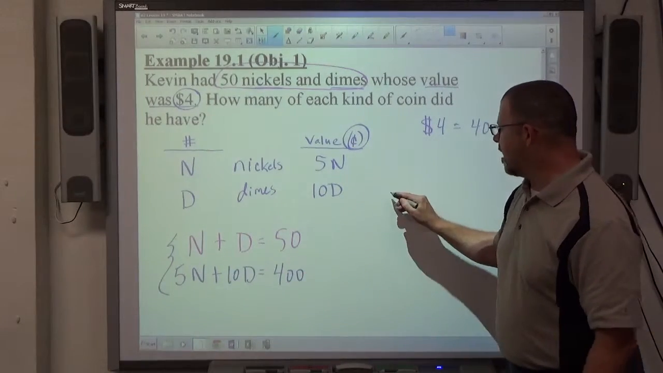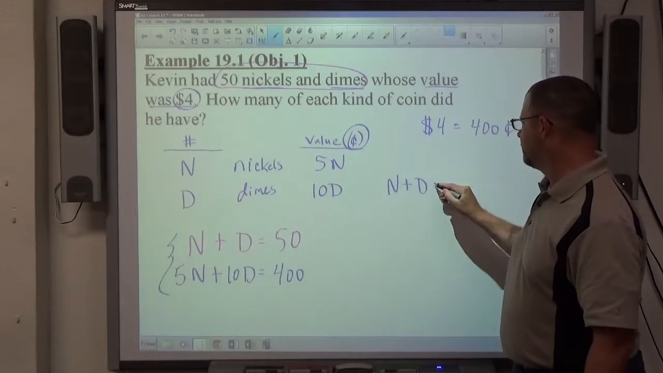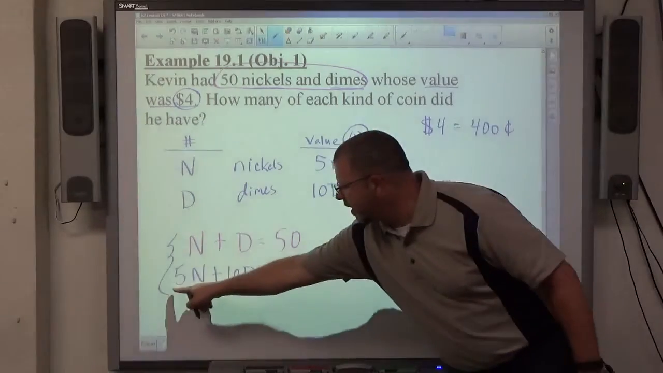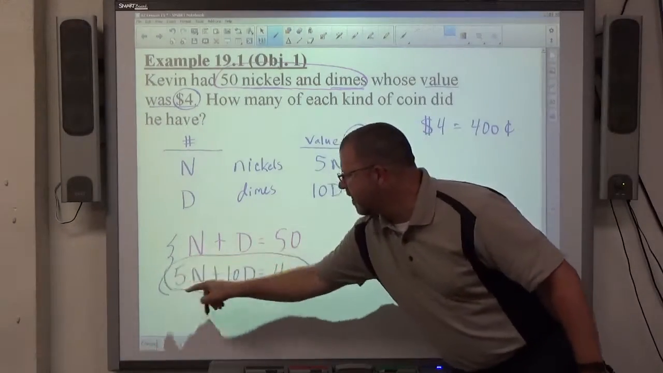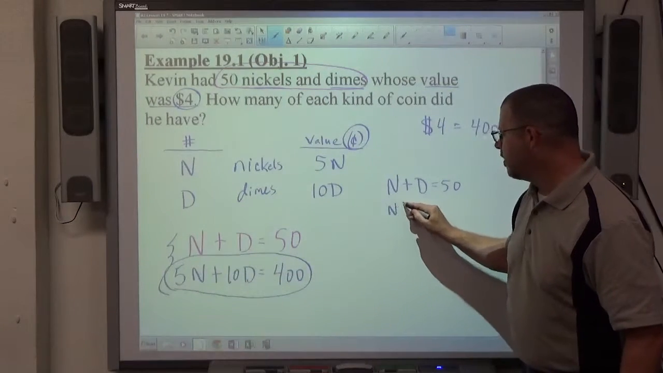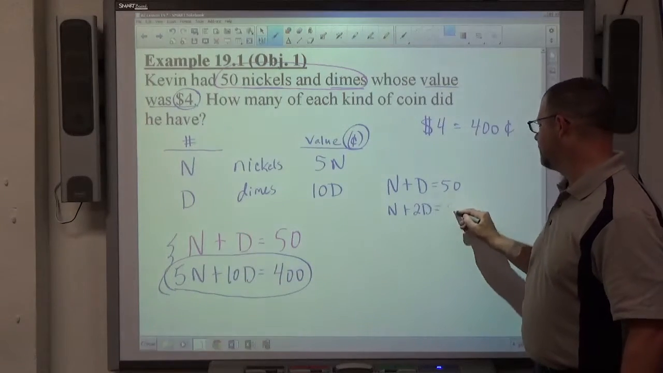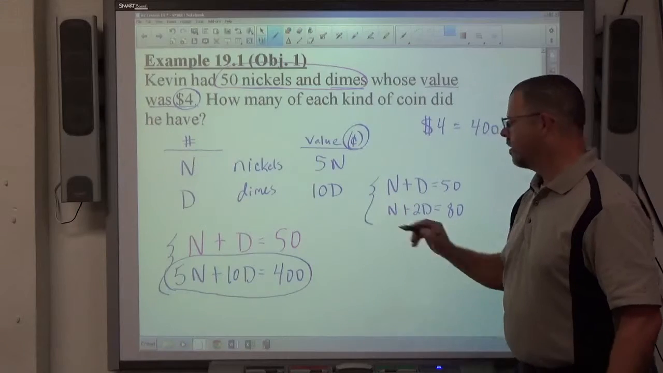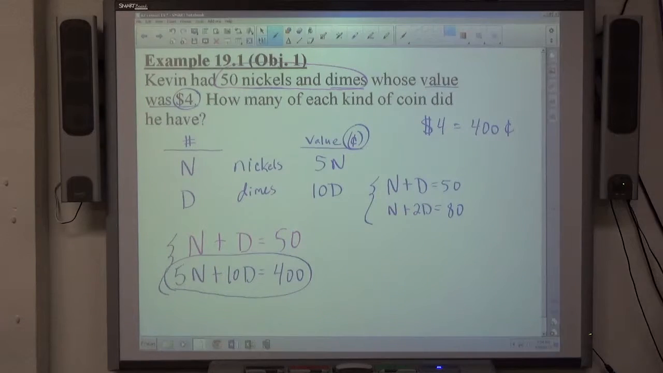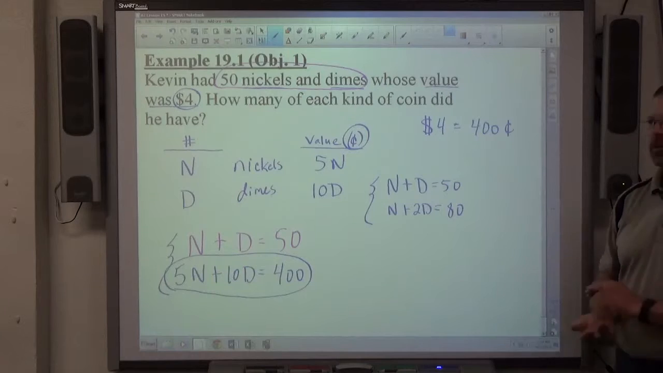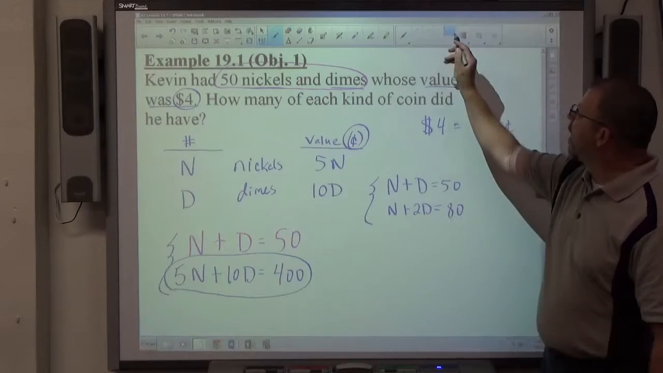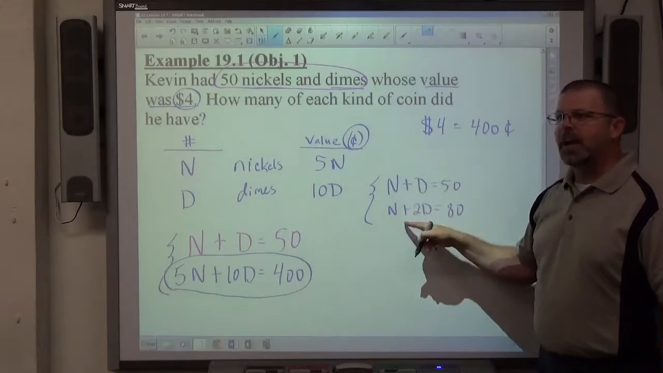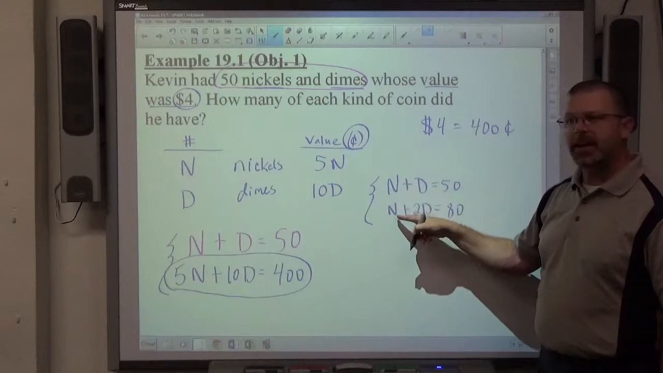So I'm going to keep N plus D equals 50. I'm going to divide everything in this equation by 5. It gets me 1N plus 2D equals 80. It is always an easier system of equations if you do that division. So I recommend doing it every time. It's not a required step, but anytime you can make numbers smaller and keep the answer the same, it's worth doing. So finally, I'm going to get rid of N, because I notice N and N, they're the same.